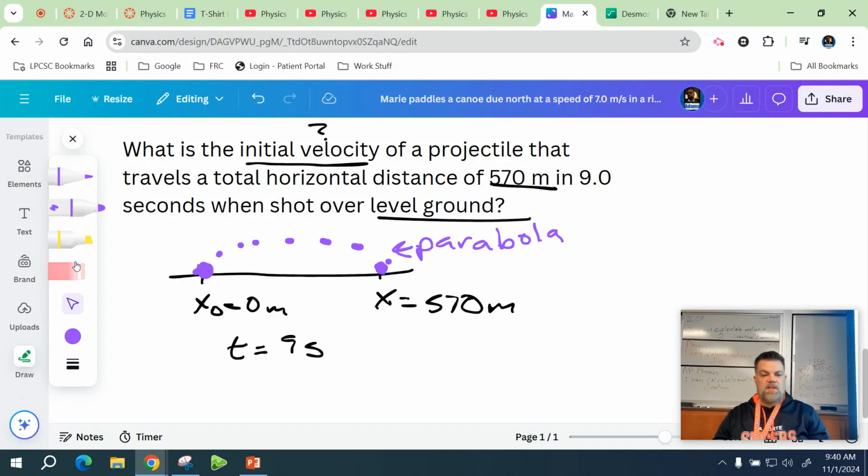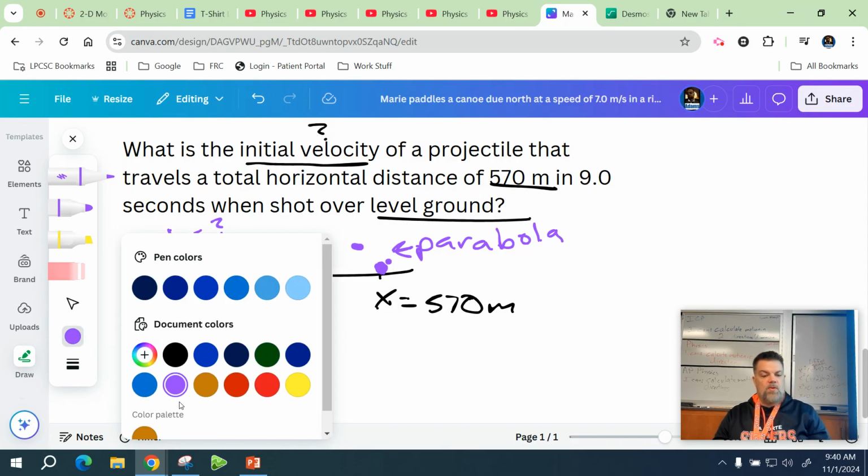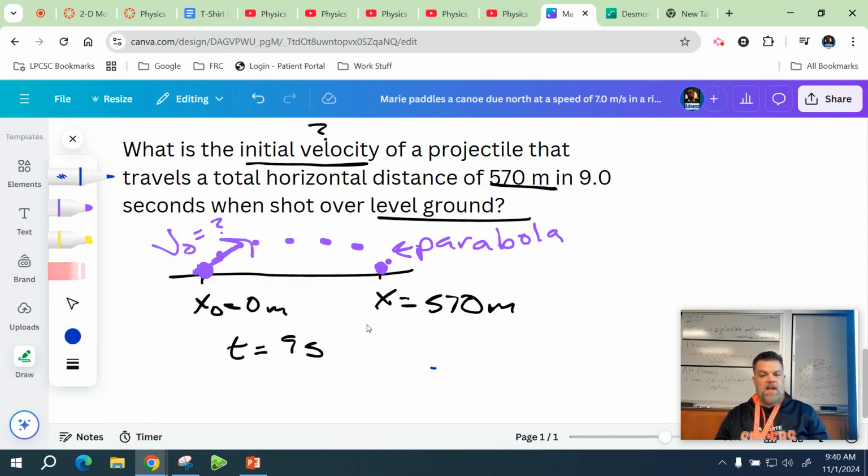And the question that they're asking us is, what is this velocity? What is the initial velocity? Well, you're right if you said, okay, let me just start figuring out what I know. I know that the velocity in the x direction is equal to the total distance divided by time.